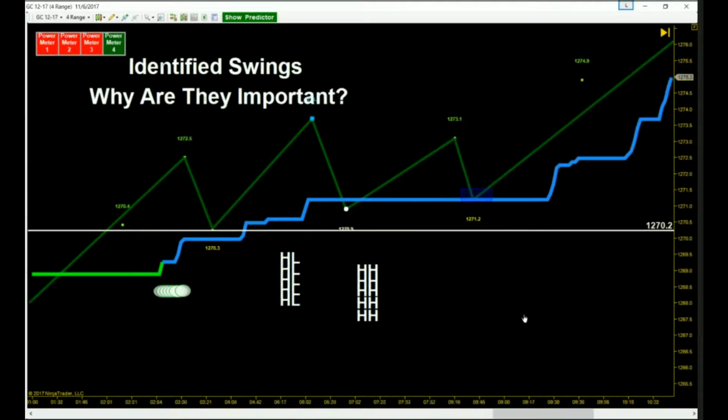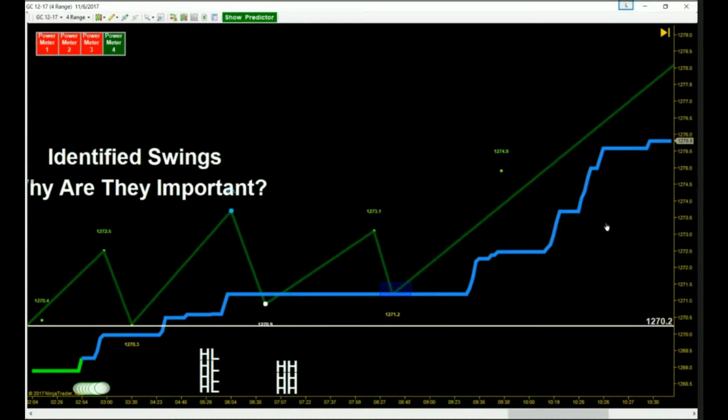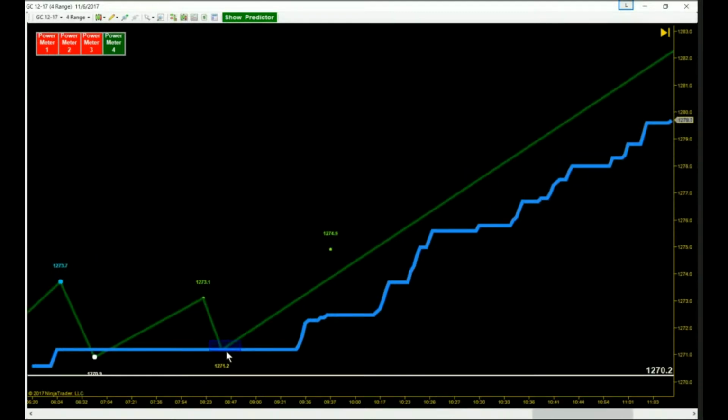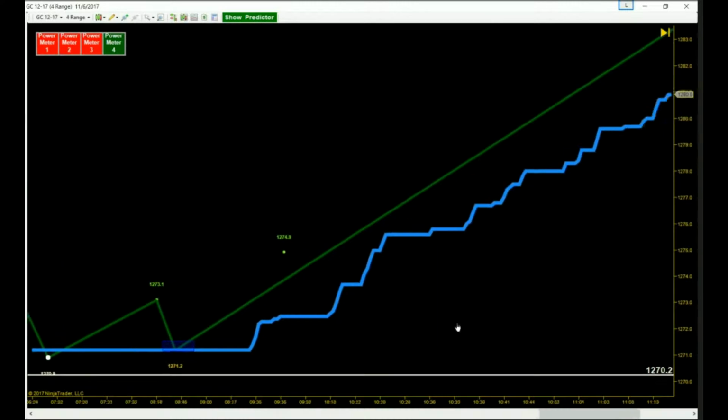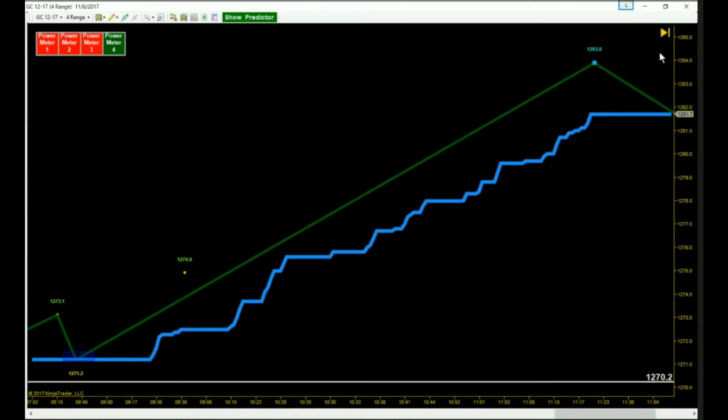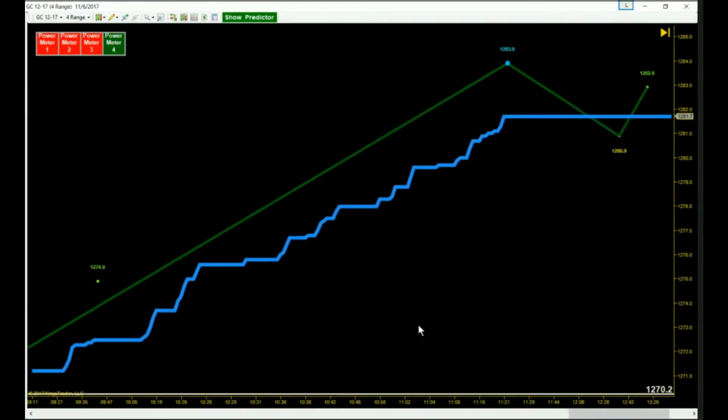Now, keep in mind when they do something like they did today, you're not going to put your stop way down here. Everybody knows that, right? This thing went to town on what we consider to be the power meter 3, but you're not going to hold that through identified swings like that. Okay.